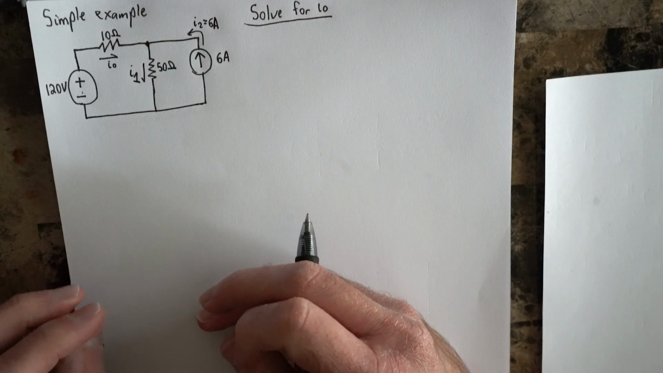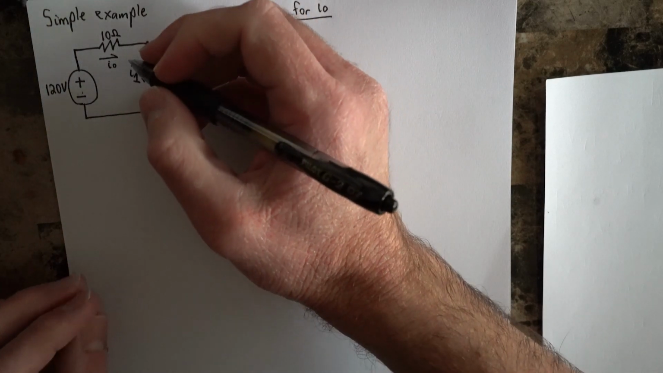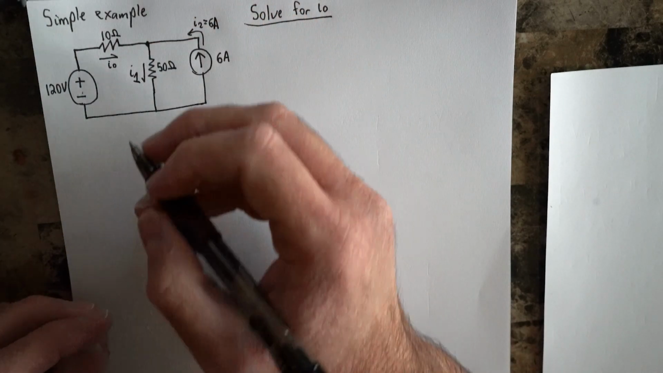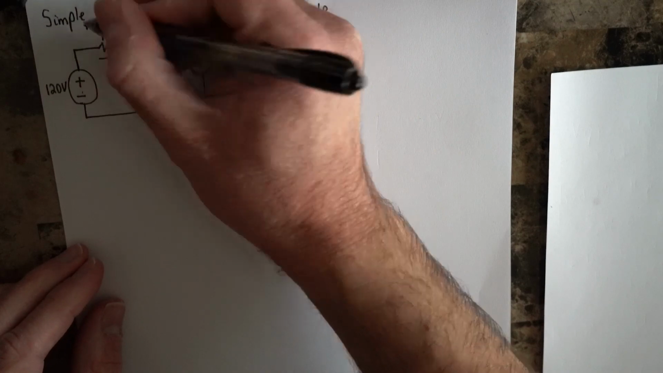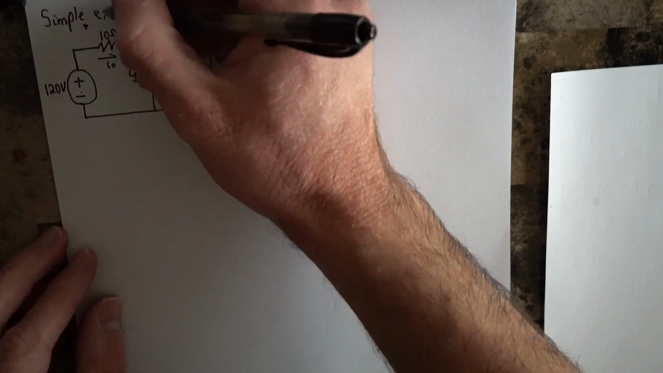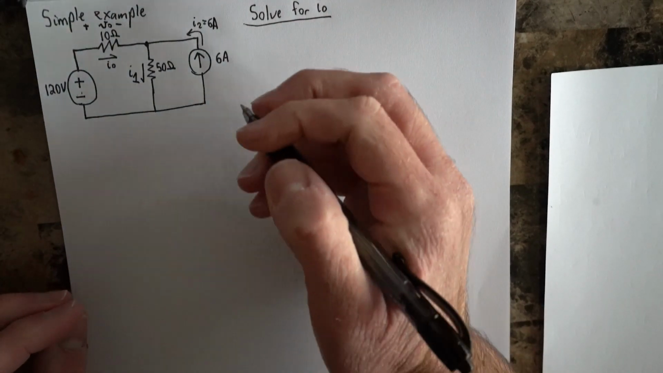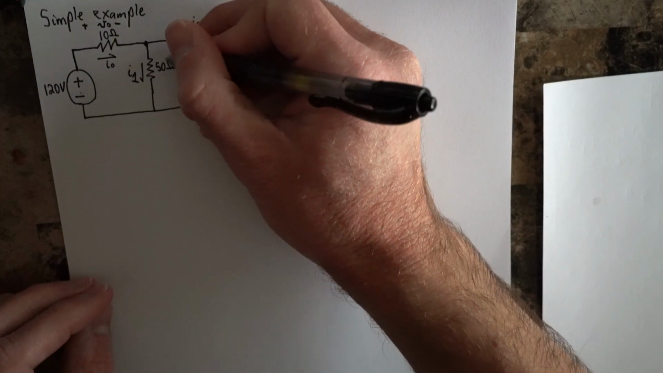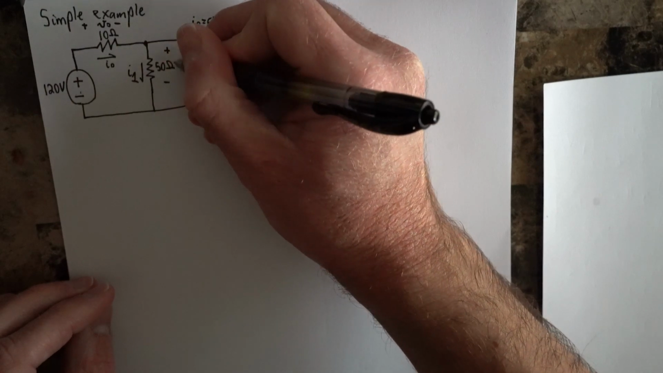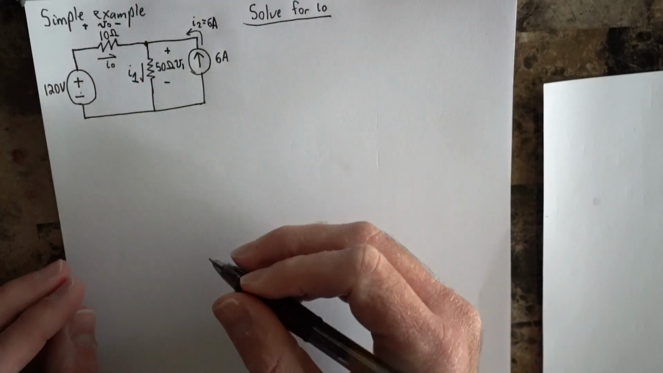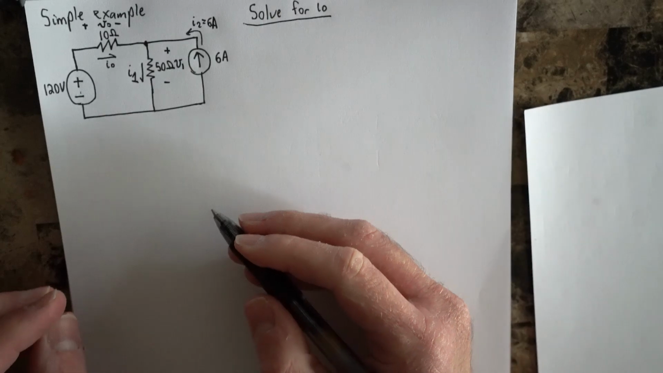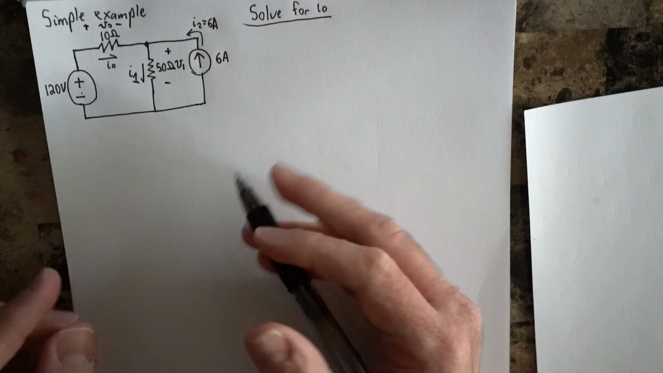Okay, now let's get our voltages. So I might call the voltage across this resistor here V0. The voltage across this resistor here V1. And with that, I think we're about ready to roll.